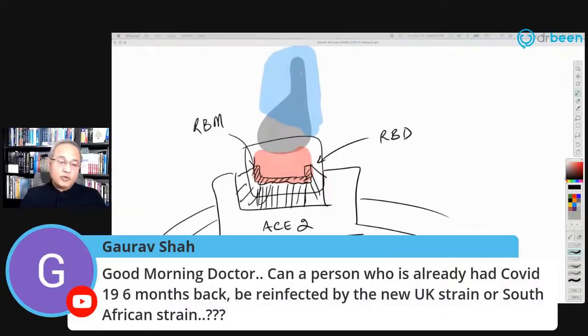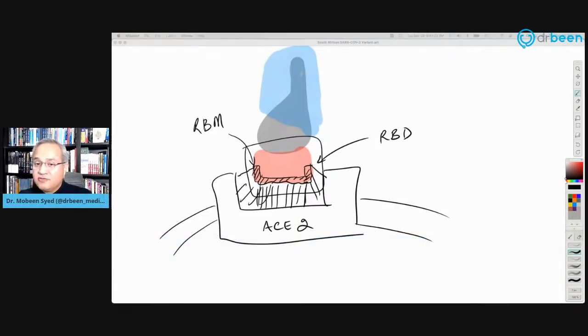Gaurav, this is a good question. Can a person who's already had COVID-19 6 months back be reinfected by a new COVID UK strain or South African strain or variants? I kept calling it strain as well, but then I stood corrected. This is still being seen. In my opinion, no. But we'll see from the data. And I'll tell you why no. I explained it with the UK variant discussion. The reason I call no on this one is the following.